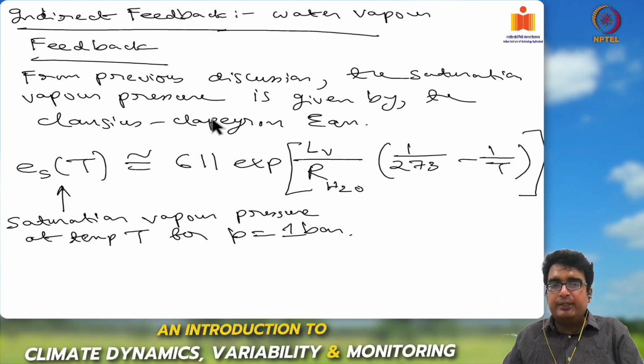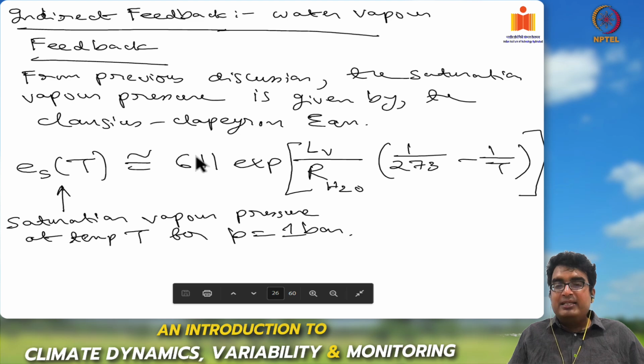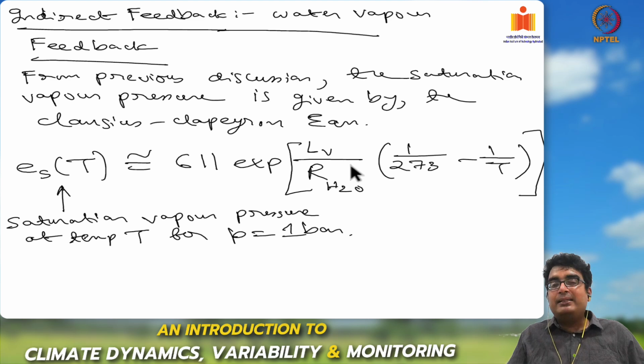developing this model. Okay. So in previous discussion, the saturation vapor pressure is given by the Clausius-Clapeyron equation, where the saturation vapor pressure ES as a function of temperature at 1 bar is given as 611 into exponential latent heat of vaporization by the ideal gas constant for water, 1 by 273 minus 1 by T, and this is a very strong function of temperature.